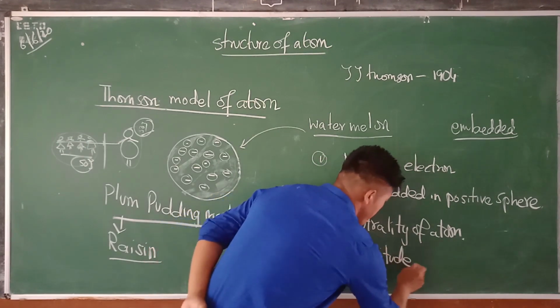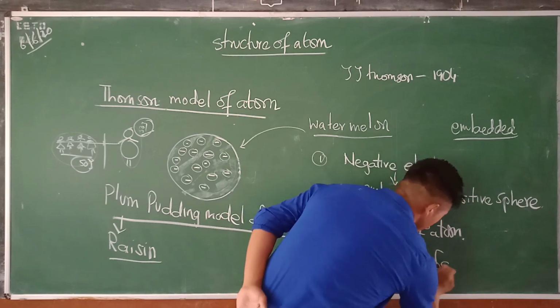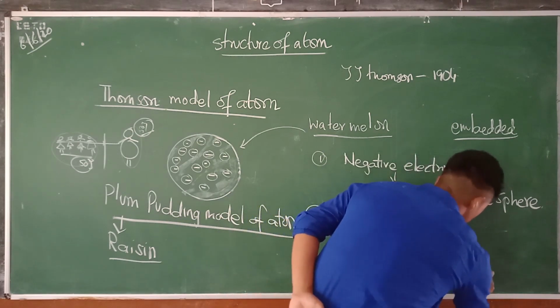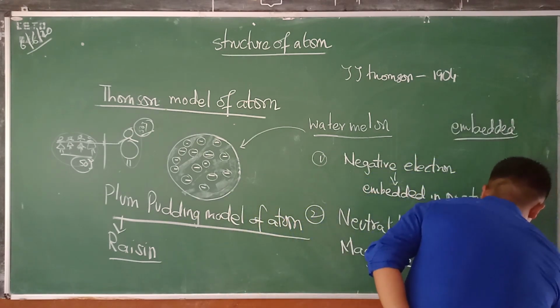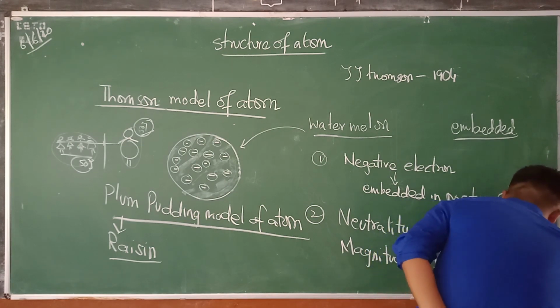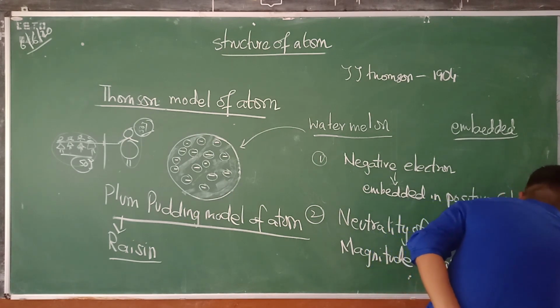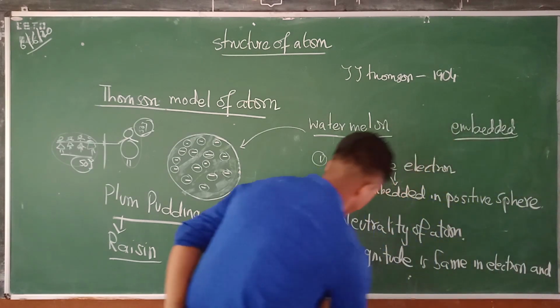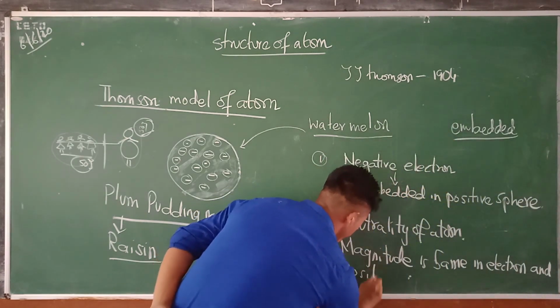Magnitude is same in electron and positive spin.